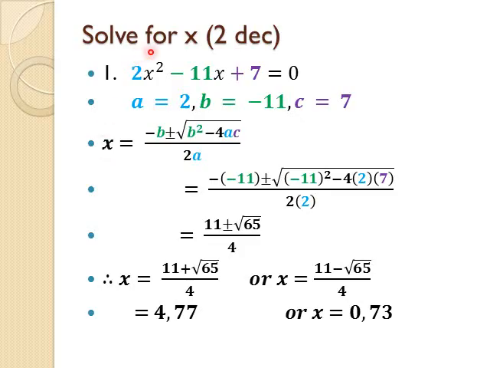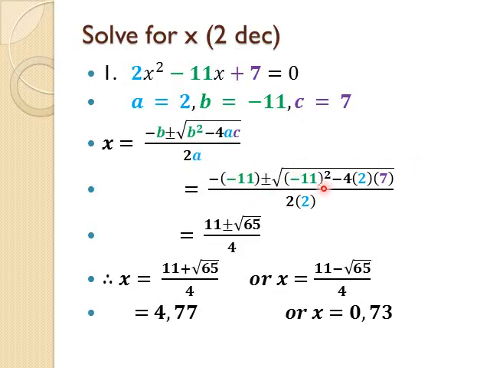Right, so 1, solve for x. Normally you would say to 2 decimal places. So here, 2x squared minus 11x plus 7 equals 0. My coefficient of x squared is 2, therefore a is 2. The coefficient of x is minus 11, therefore b is minus 11, and c is 7. So, to 2 decimal places, I'm going to use the quadratic formula: x equals minus b plus or minus the square root of b squared minus 4ac over 2a. So b there is negative 11. Take note there's a minus in front, so therefore it's negative.